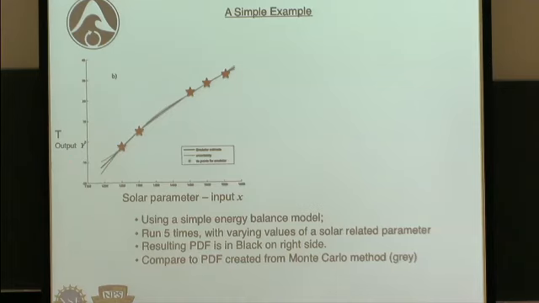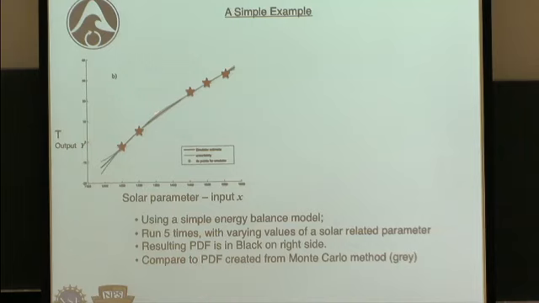So in this case, we had 5 realizations of the energy balance model, represented by the stars, varying this solar parameter. And then the emulator gives us this black line here, with the uncertainty about that line represented by the gray lines.